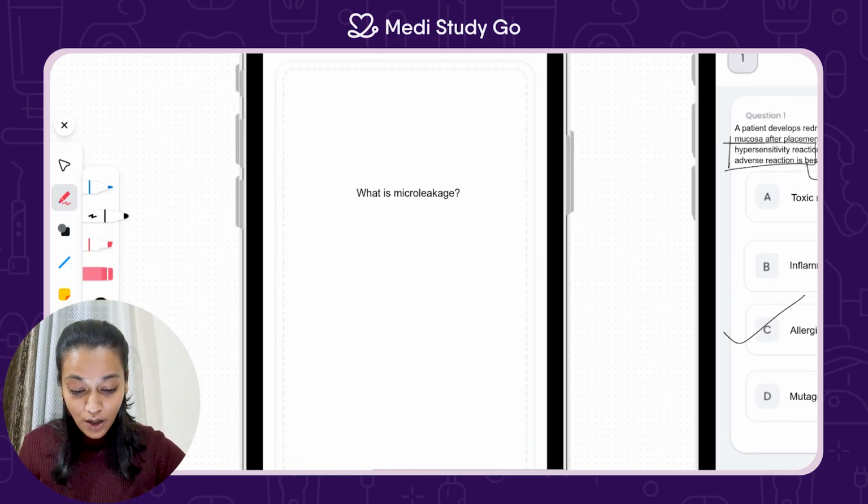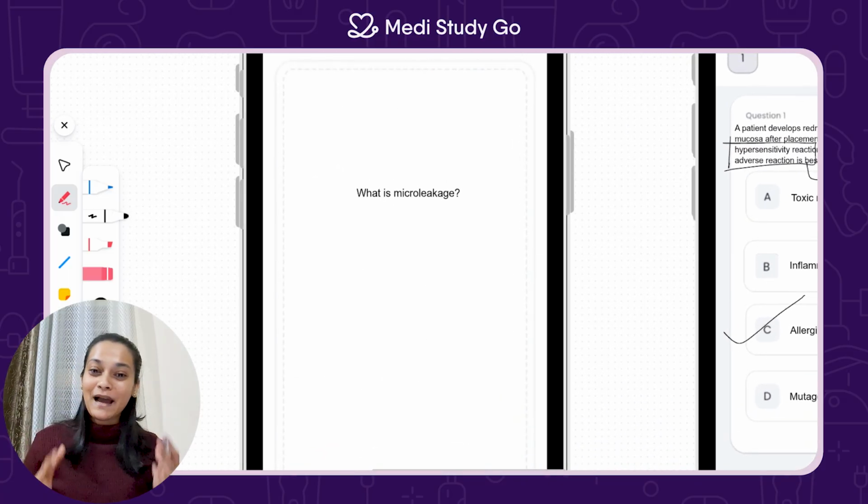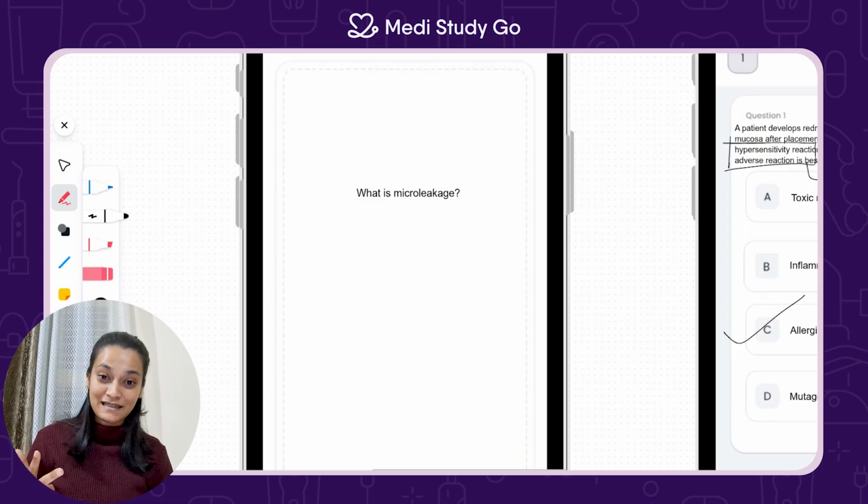Talking about what is microleakage. So microleakage is basically penetration of oral debris, fluid and bacteria into the marginal gap at the tooth restoration interface.